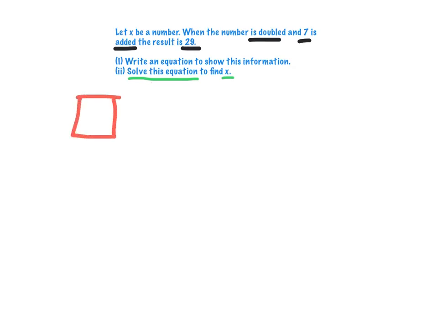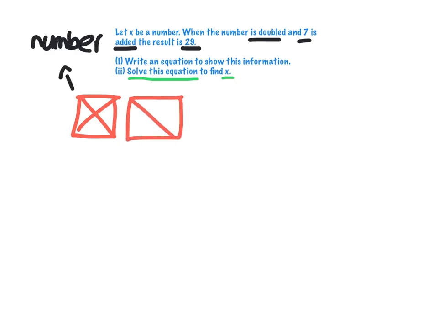So let's say this box here is x, okay, that's our number. And it says when the number is doubled, okay, so anything being doubled, it's being multiplied by 2. So we've one box there, that's x. So if that's being multiplied by 2, we're going to have 2 boxes. Then it says 7 is added. So I'm going to add 7. And I'm going to add the 7 dots to represent 7.